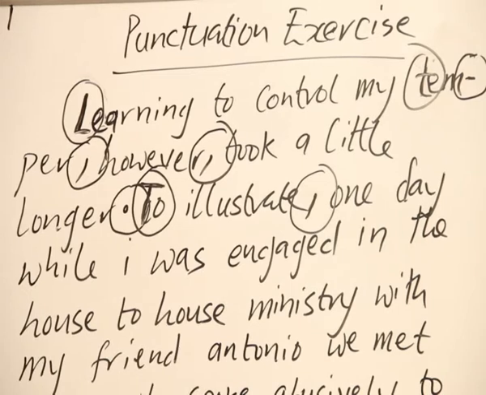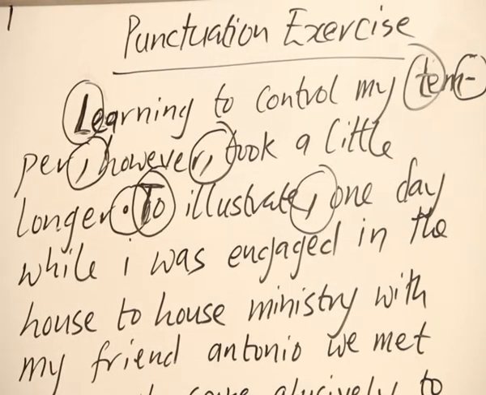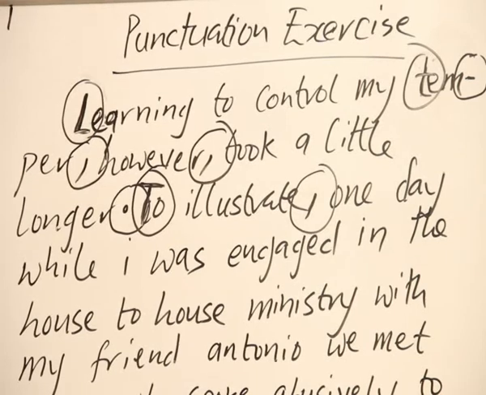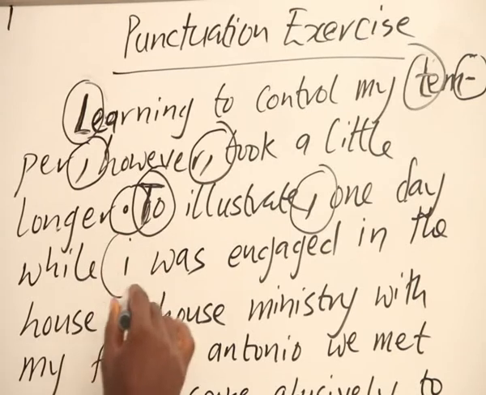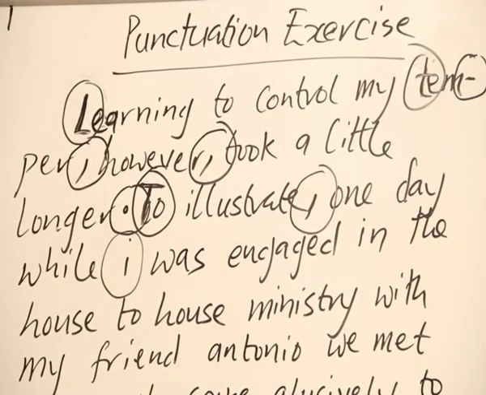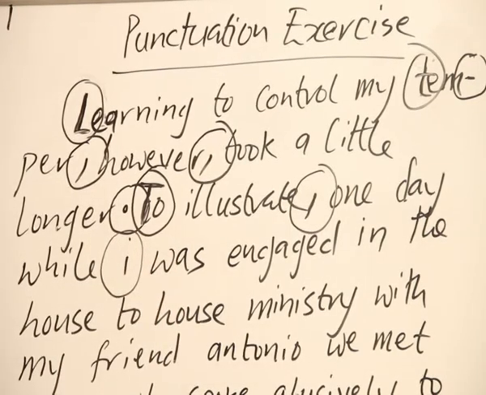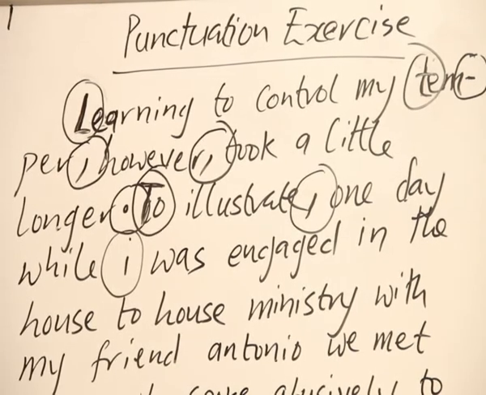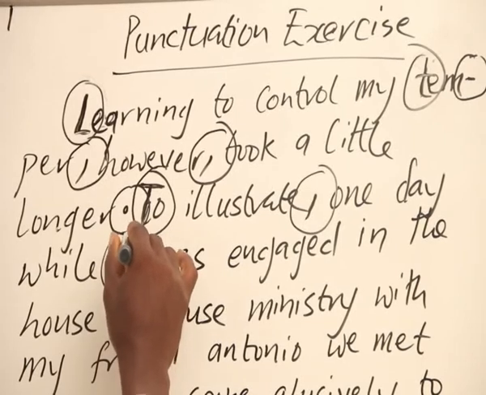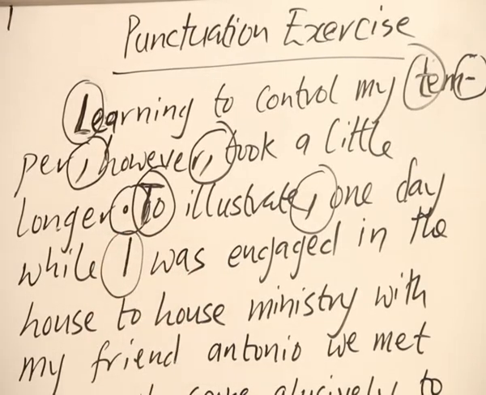Now, we look at sentence 4. We take the reading from the next sentence to illustrate: one day while I was engaged. Now, any correction here? Yes. If you look at this, it is the personal pronoun I, and the personal pronoun I is always capitalized. So we need to make it a capital letter. So that is one correction there.